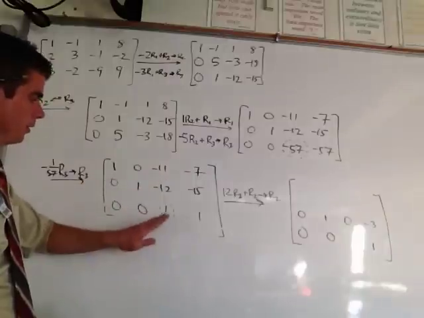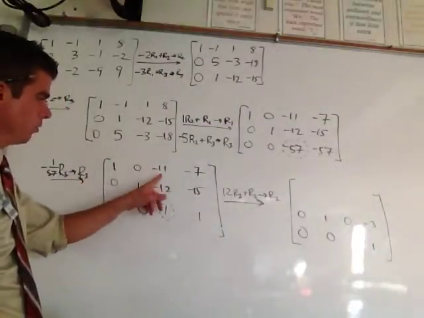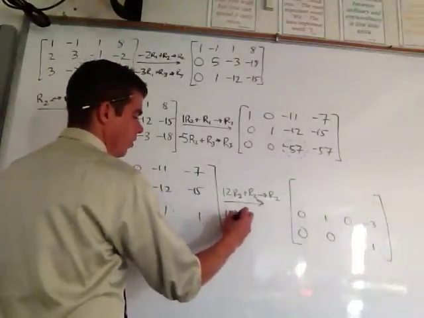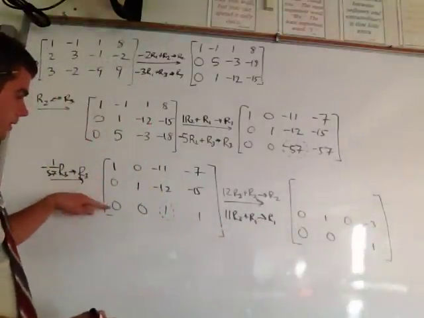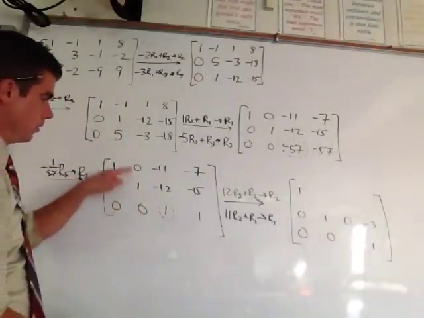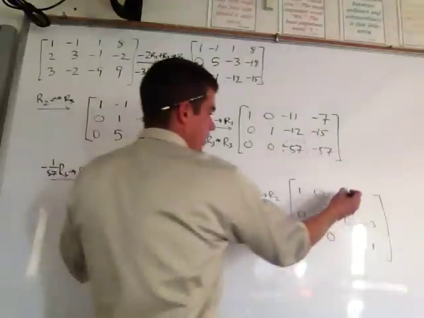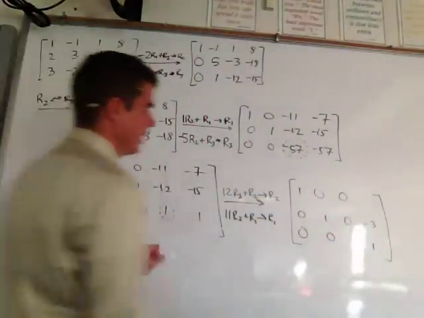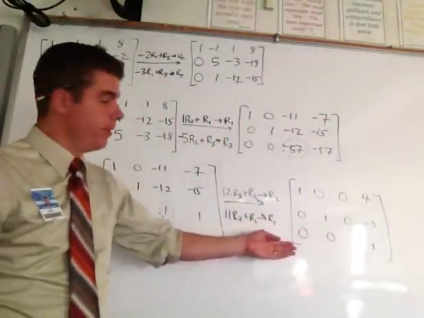So the row operation would be 11 row 3, add it to row 1, and we're going to leave it in row 1. So again, 0 times 11 is 0, plus 1 is 1. 0 times 11 is 0, plus 0 is 0. 1 times 11 is 11, plus negative 11 is 0. And then our last guy right here, 11 times 1 is 11, plus negative 7 is 4. We have row-reduced echelon form.